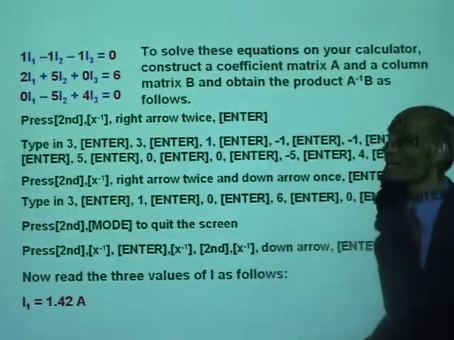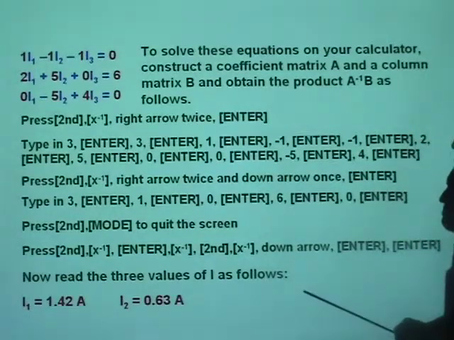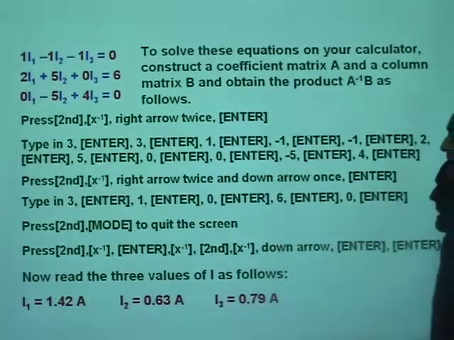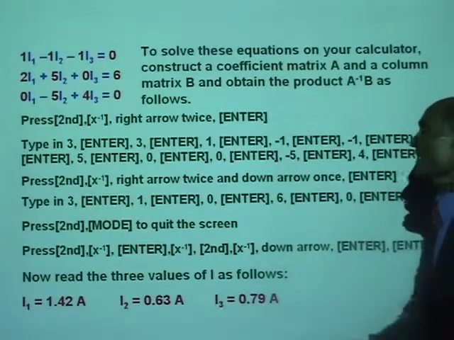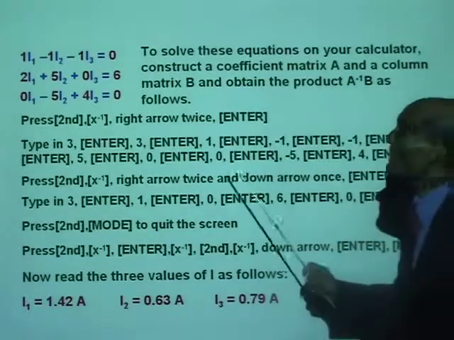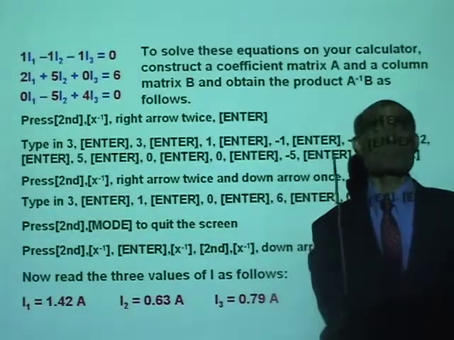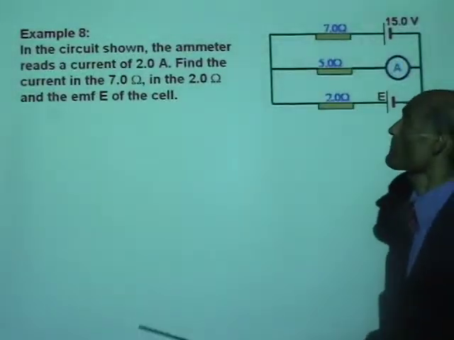I1 equal to 1.42 ampere, I2 equal to 0.63 ampere, and I3 equal to 0.79 ampere are the values of I1, I2, and I3. That's a very neat way to solve the problem. Alright? Let's go and do another problem.